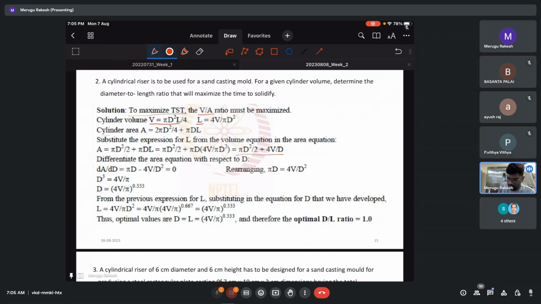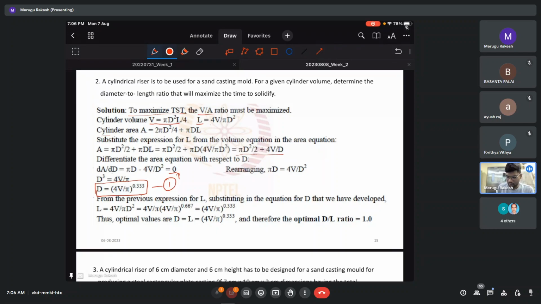Now we differentiate the area with respect to the diameter and set it equal to 0. Then when you rearrange, you will get a value for the diameter. What we did is we changed the volume in terms of L, substituted it in the surface area, and then differentiated the area with the diameter. Of course, the area has to be reduced to increase the solidification time. So finally, we got this. If you want, you can differentiate this twice and see what value comes. If it is negative, I think it is maximizing; positive means minimizing. Here I did not do it, of course, it's straightforward.